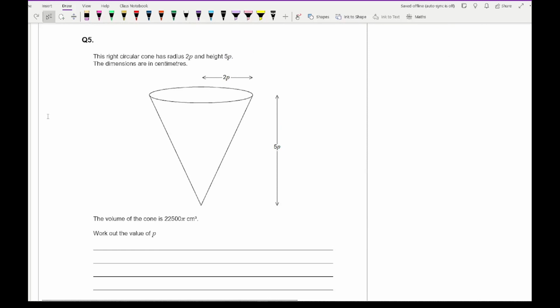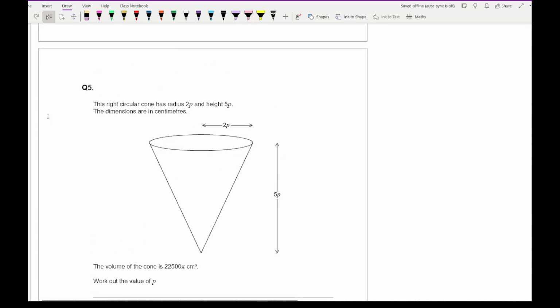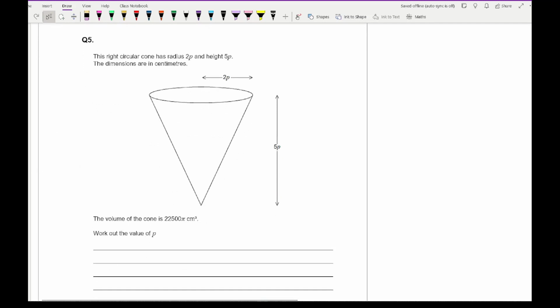Moving on to question 5, it says that this right circular cone has a radius of 2p and a height of 5p. The dimensions are written in centimeters. The volume of the cone is 22,500 pi centimeter cubed. Work out the value of p. So for this, the volume of the cone is going to be a third pi r squared h. So this here is h, so h equals 5p and r equals 2p.